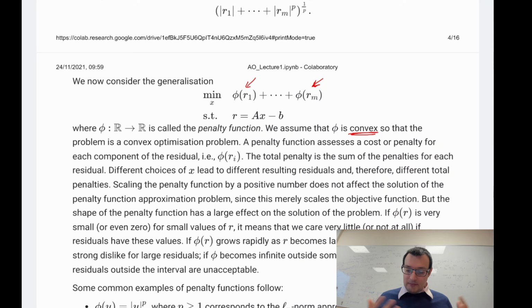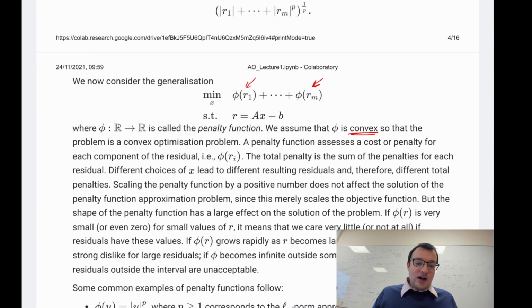And in which way? Well, for instance, you can imagine that if our function phi of r is very small when r is small, that means that we don't really care about small residuals. If then phi grows very quickly with r, so as r becomes bigger, phi becomes very large, then of course it means that we're weighting these large residuals much more. So you see that by shaping the phi, you can obtain different specifications of the residuals.